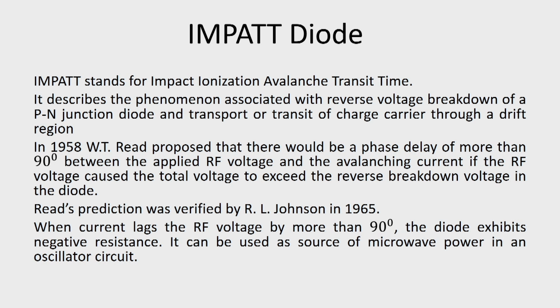So, essentially when the current lags the RF voltage by more than 90 degree, the diode will exhibit negative resistance, and this negative resistance can be used as a source of microwave power if this device operates as a part of the oscillator circuit. We have already discussed that a positive resistance means it dissipates power and negative resistance essentially will deliver power.